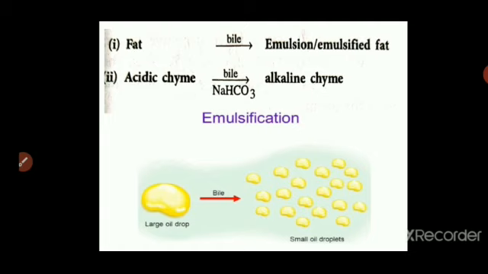it adds a large quantity of water that makes the digestion of food easier. So in the lower diagram, you can see how the large drop of fat is broken down into smaller droplets. So remember here two important things: emulsification of fats, and second, the acidic chyme is converted into alkaline chyme. That is, neutralization of the acid takes place.